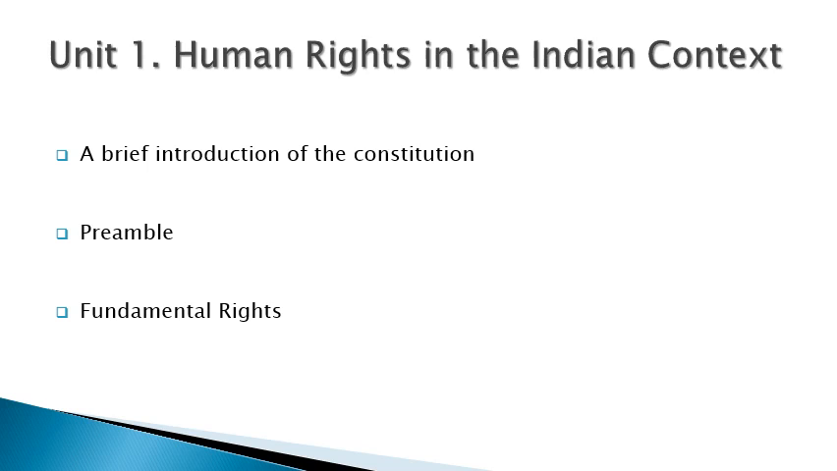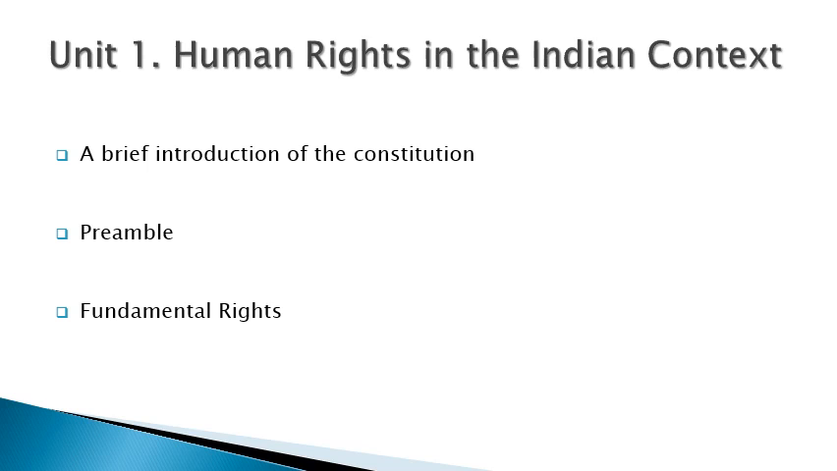After that, article 32 is the right to constitutional remedies, and it has given five writs, which are habeas corpus, mandamus, prohibition, quo warranto, and certiorari. Habeas corpus means to produce a body before a court or to answer a court. It is under article 32, and after that it is mandamus. We will go through it in short.